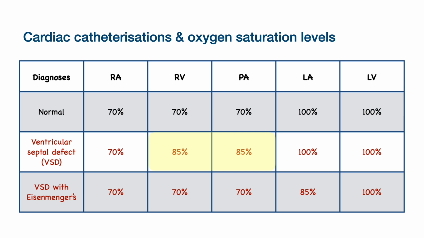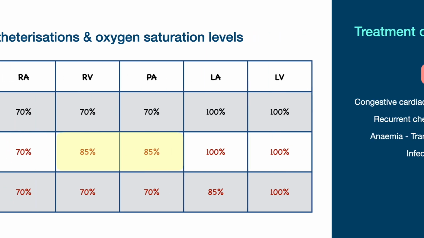The oxygenated blood in the left ventricle mixes with the deoxygenated blood in the right ventricle, resulting in intermediate levels of oxygenation from the RV onwards. The RA blood remains deoxygenated.